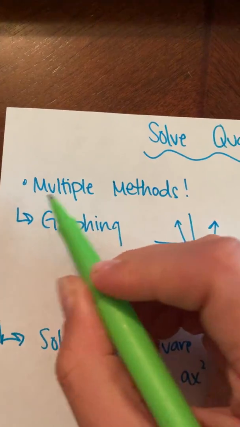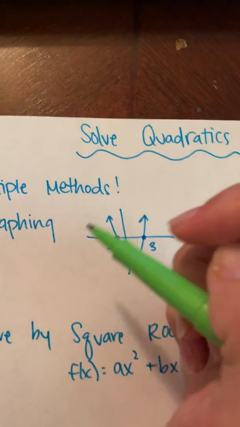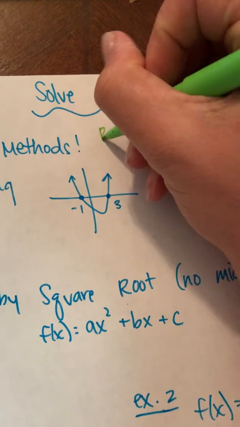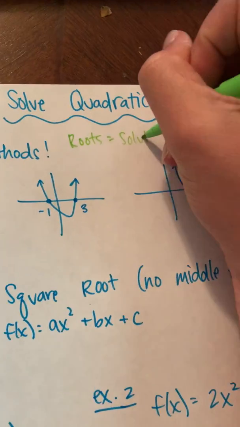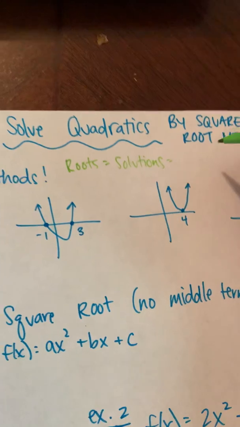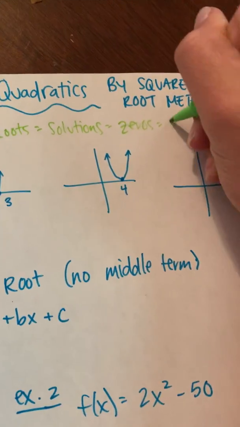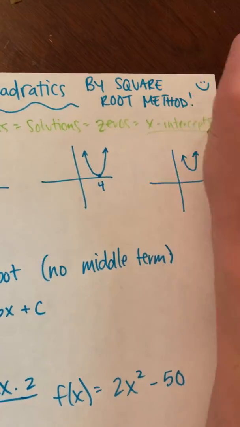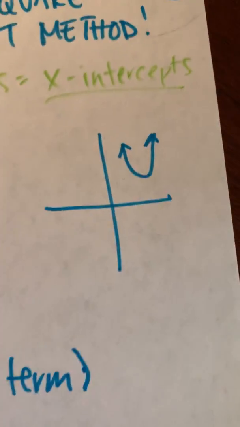So first thing you should know is there are multiple methods to solve a quadratic. What do I mean by solving a quadratic? Anytime you're solving a quadratic, you're looking for the roots is one way to say it. Solutions is another way to say it. Zeros is another way to say it. And x-intercepts is the last way to say it and probably the most important. When you're solving quadratics, you are looking for the x-intercepts.